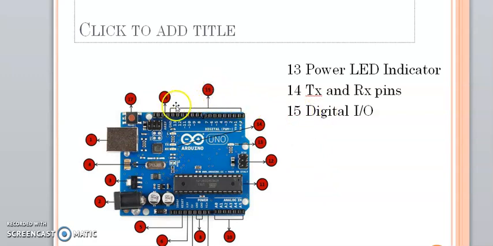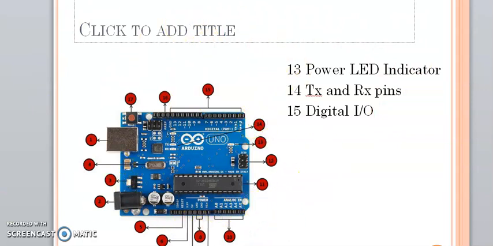Label 15 indicates bunch of digital I/O pins. So these are digital input output pins which you can make use of in accordance with your application by declaration of the pin as an input or output depending upon the requirement. So this is the brief description about the board.